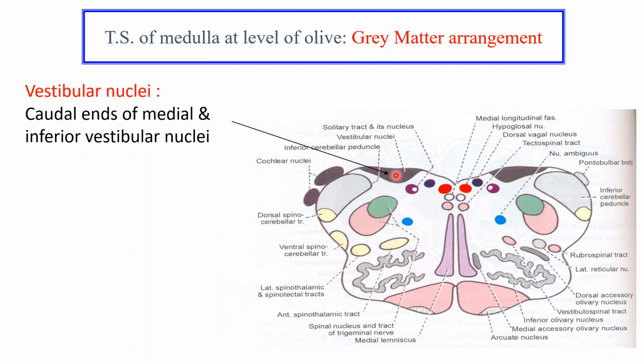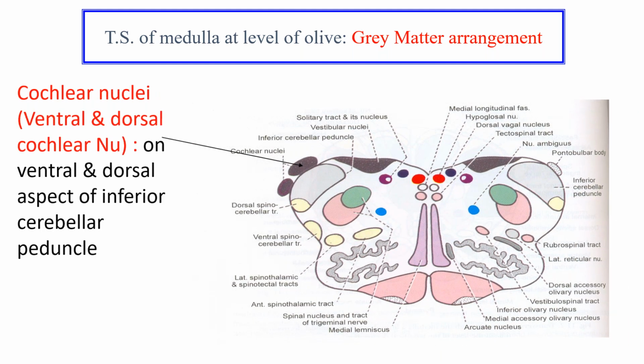Vestibular nuclei. As you go a little lateral in the ventricular floor, you will find the vestibular nuclei. Caudal ends of the medial and inferior vestibular nuclei will be seen. Then the next new thing that you have to draw is the cochlear nuclei, the ventral and dorsal cochlear nuclei, on the ventral and dorsal aspect of the inferior cerebellar peduncle. Another structure that you have to draw is the inferior cerebellar peduncle over here.